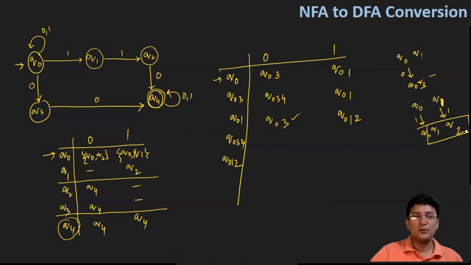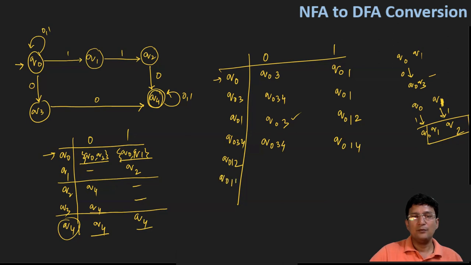A difficult one. Q0, 3, 4 with 0. Q0 on 0 goes to Q0, Q3. Q3 goes to Q4. And Q4 goes to Q4. So it will be Q0, Q3, and Q4. Now Q0, 3, 4 on 1. It goes to Q0, Q1. Q3 is undefined, and Q4 is defined, but it is the Q4 state. So Q0, 1, 4. This is a new state.